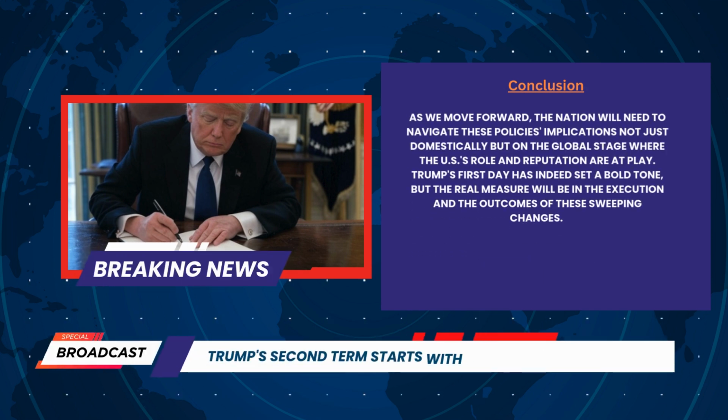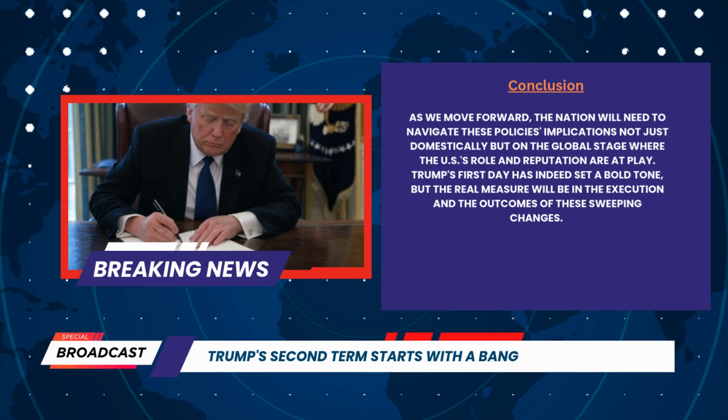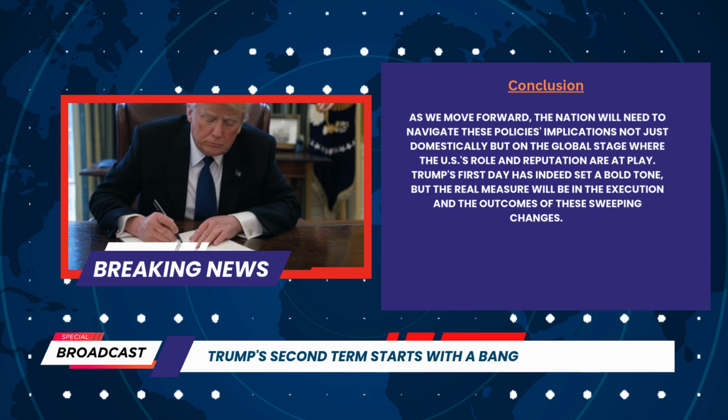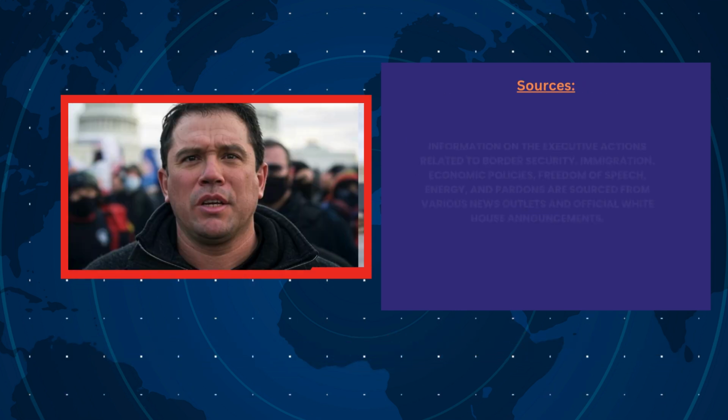As we move forward, the nation will need to navigate these policies' implications not just domestically but on the global stage where the U.S.'s role and reputation are at play. Trump's first day has indeed set a bold tone, but the real measure will be in the execution and the outcomes of these sweeping changes.